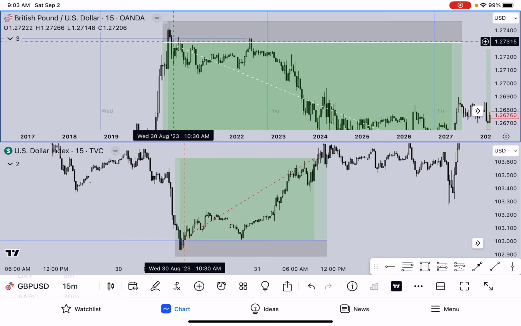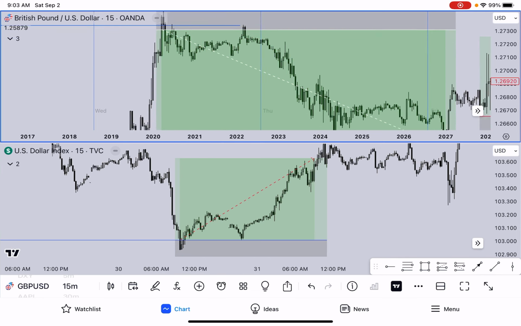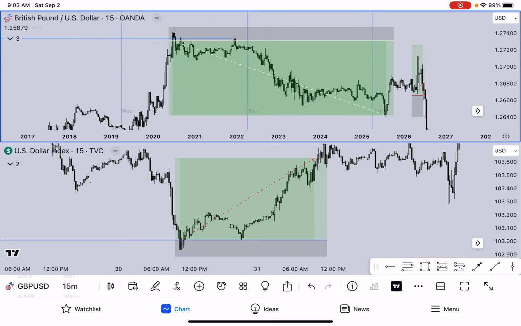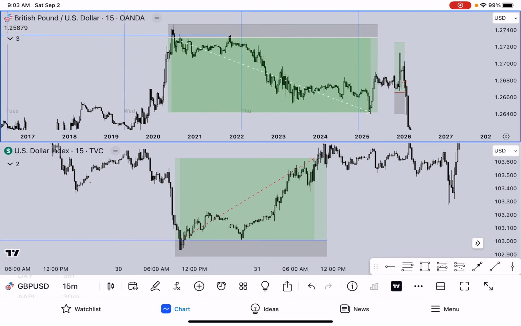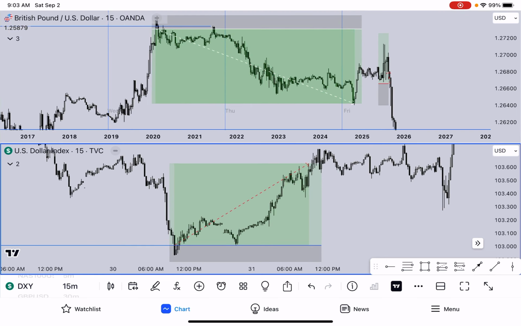I think I took this entry in the morning, so I entered somewhere around here. I think it was off of this fair value gap. Market tapped the line, and I sold that. Market structure pretty clean, in my opinion. I enjoyed it. Took profits here. Cool. Let's go over second trade.